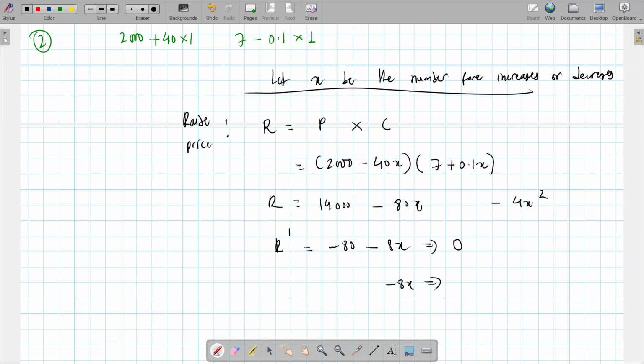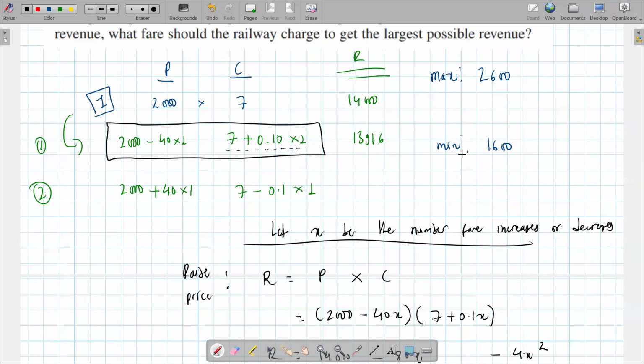So negative 8x is 80. So x is minus 10. That's the answer. Minus 10 here means to maximize the revenue, you have to decrease the price. So let's go back up here. We have to go with this one.